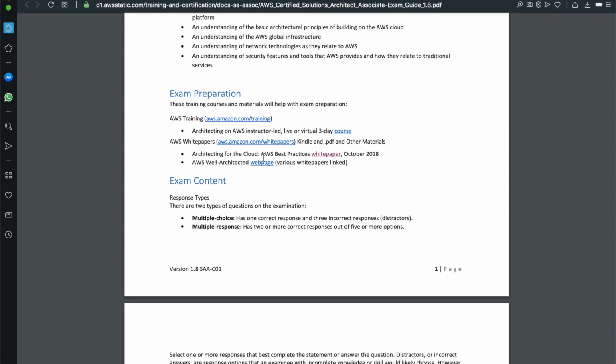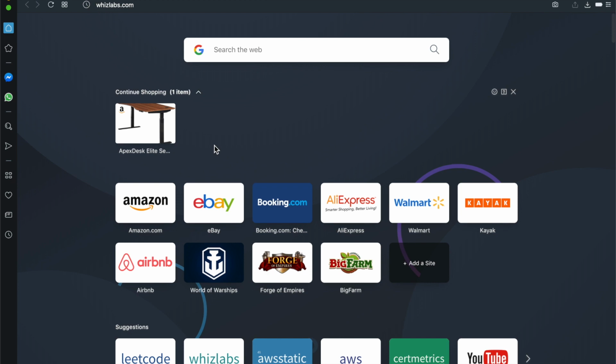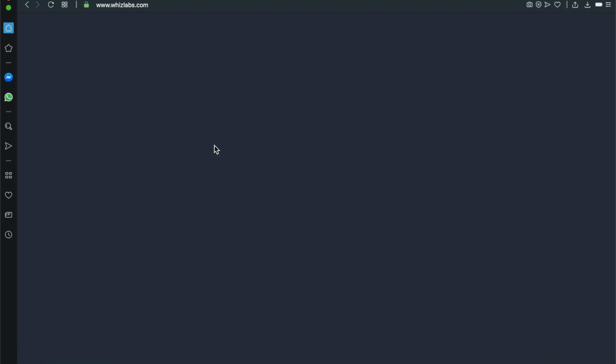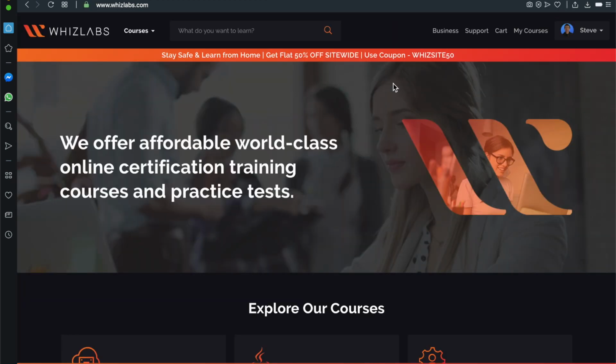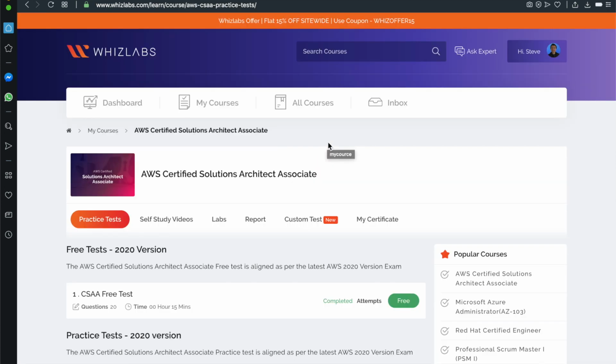Another thing that I would like to mention is this Wiz Labs. This is very cool. It was actually recommended by our instructor, and it's just a big time saver. This is the one that I used to prepare for my SAA, the Solutions Architect Associate exam.